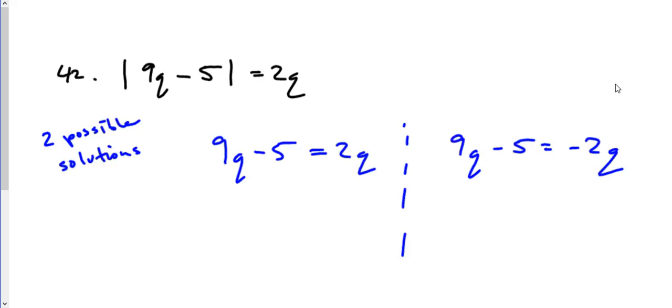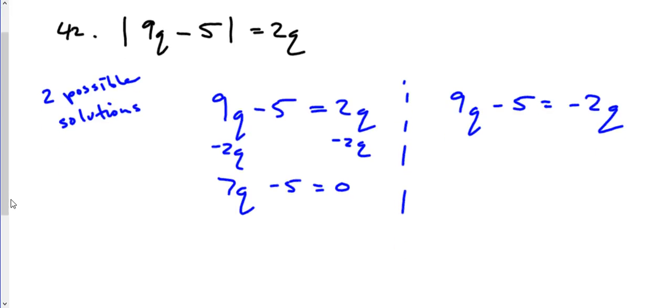When you create your two possible equations, now we're going to solve them. We're going to first solve for q. Let's subtract 2q from both sides. We have 7q minus 5 equals 0. I'm going to add the 5 to the other side, and so we have 5 equals 7q, q equals 5 sevenths.